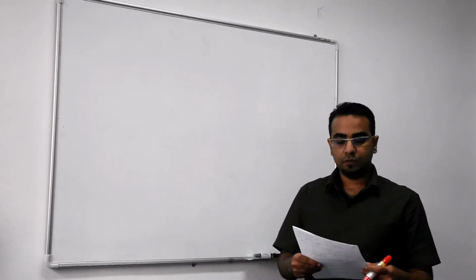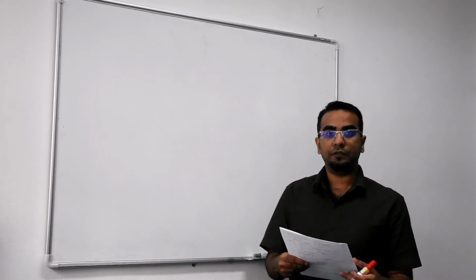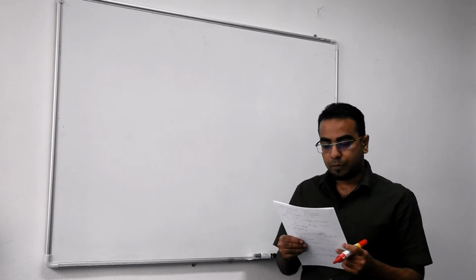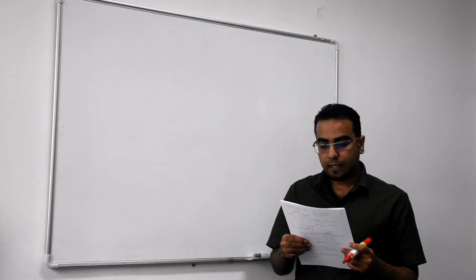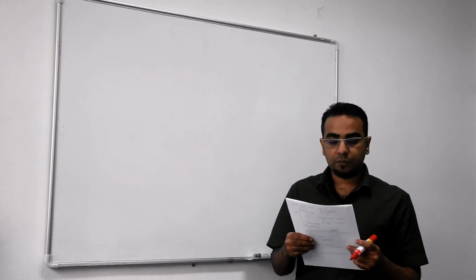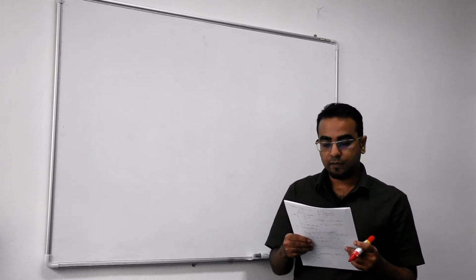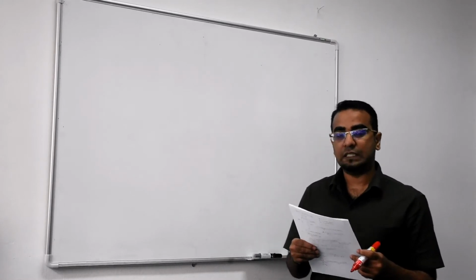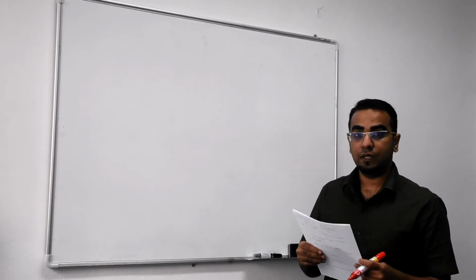Hello everyone. So today we're going to be looking at an example for natural convection. Example number 1 says that a large vertical plate, 4 meter high and 10 meter wide, is maintained at 60 degrees Celsius and is exposed to atmospheric air at 10 degrees Celsius. Calculate the value of heat transfer. So the question is asking us to find the value of Q.